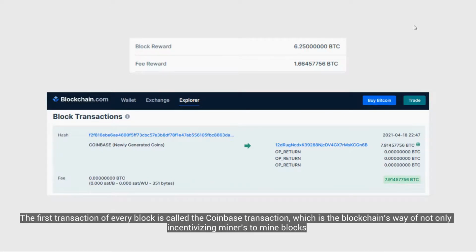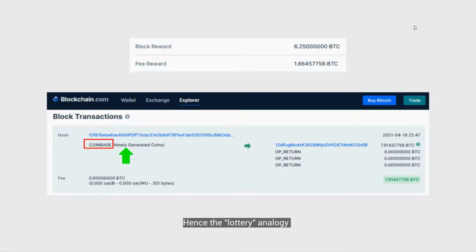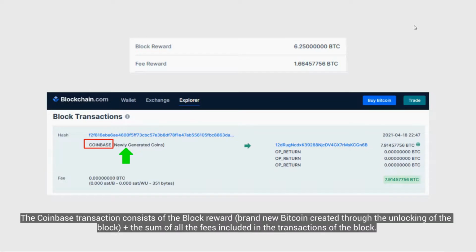The first transaction of every block is called the Coinbase transaction, which is the blockchain's way of not only incentivizing miners to mine blocks, but it's also how new Bitcoin is created and added to the network. The Coinbase transaction is literally the miner's reward for his or her machine being able to compute the correct hash to confirm a block. Remember I called it a lottery? Well, this is why. The Coinbase transaction consists of the block reward, which is brand new Bitcoin created through the unlocking of the block, plus the sum of all fees included in the transactions of the block.